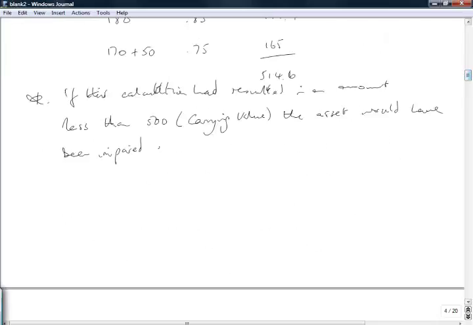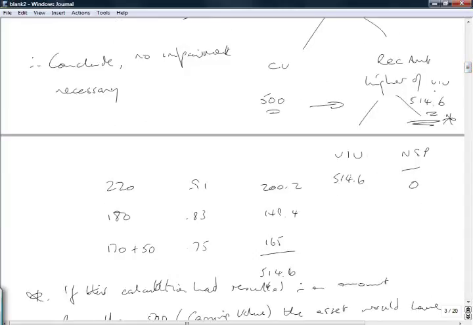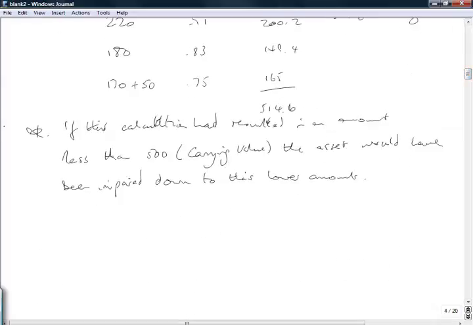Down to this lower amount. Just in case you think you've possibly made a mistake there, you can cover your bases by explaining that if it had been impaired, and if you've still got time, it would have been depreciated based on this lower figure.